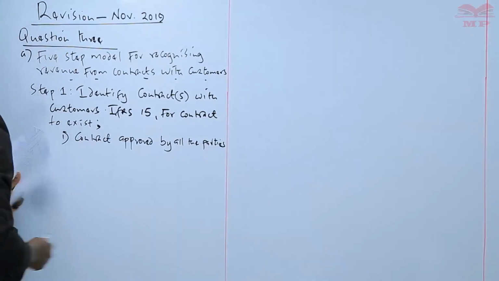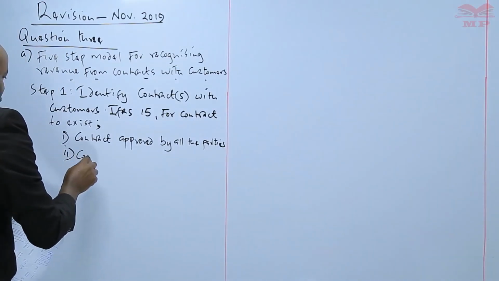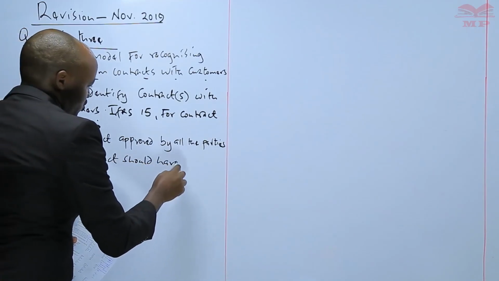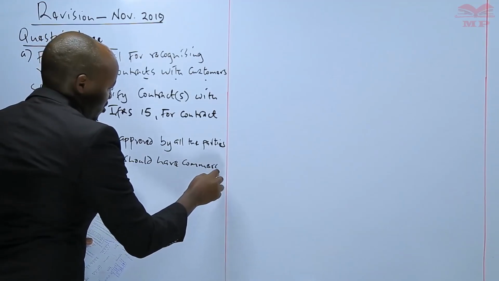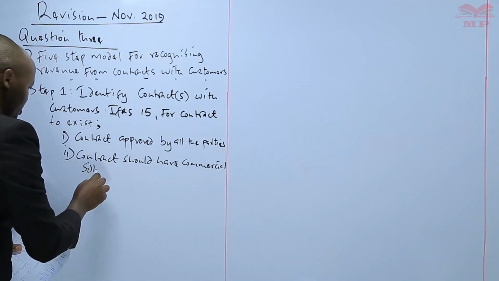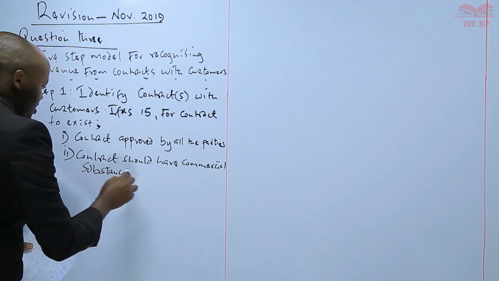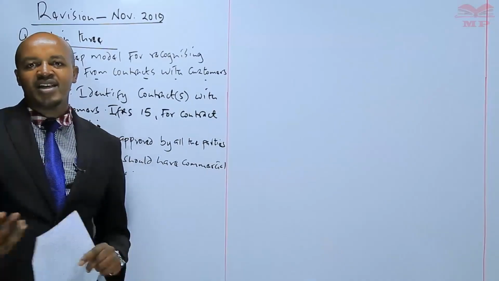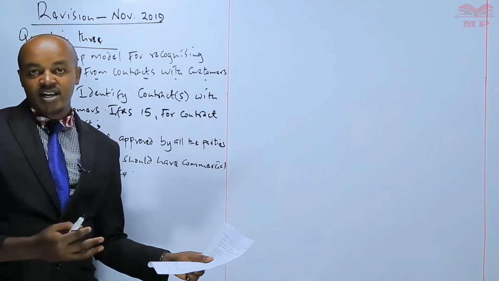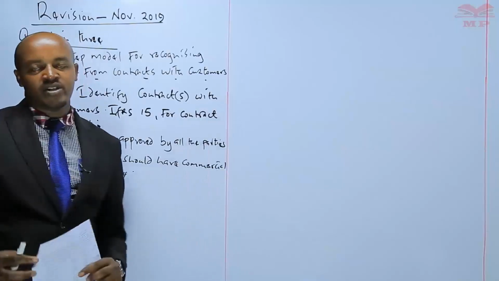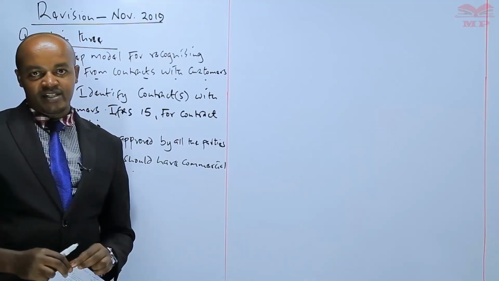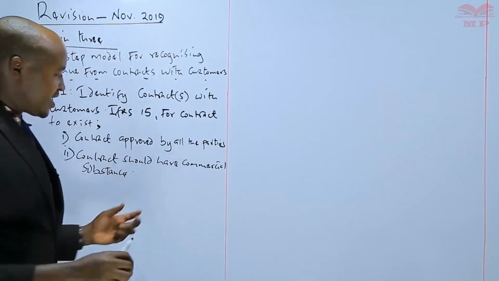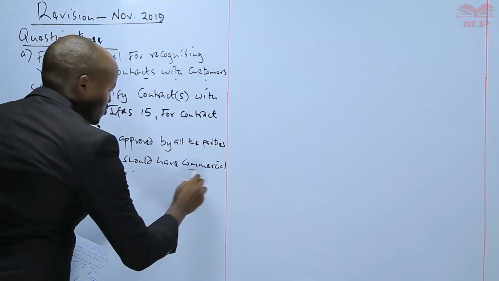Two is that that particular contract should have commercial substance. So basically what this means is that in this contract between the business entity and the customer, there must be some amount of money which is actually exchanging. So the business should actually supply the goods or provide the services, and then by the end of the day, the business should actually receive some cash. So in that case, we say that there is some commercial substance.